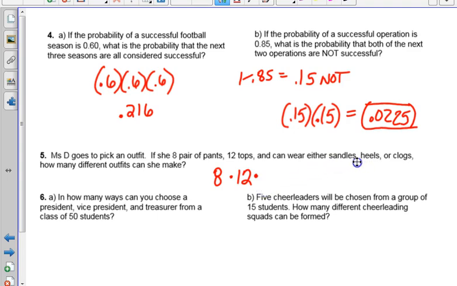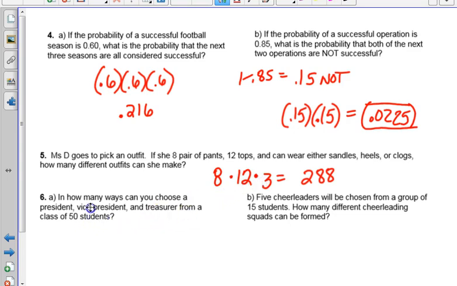Okay. Sandals, heels, or clogs is a choice of 3 footwear, right? 288, maybe? Is that right? Yeah, because 8 times 3 is 24, and 12 times 12 is 144, and twice that would be 288.